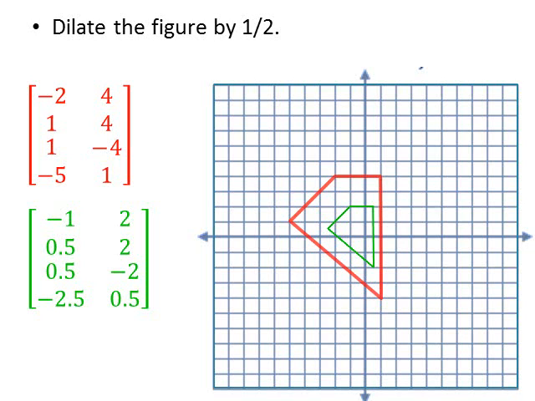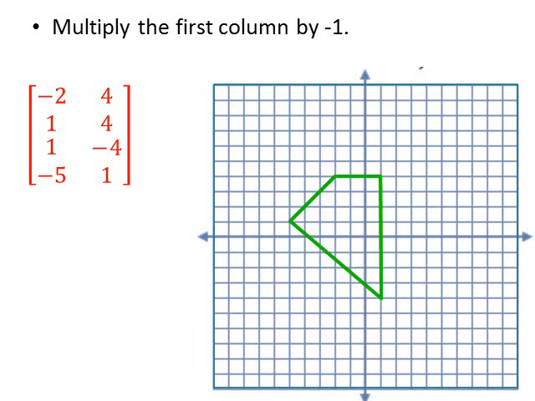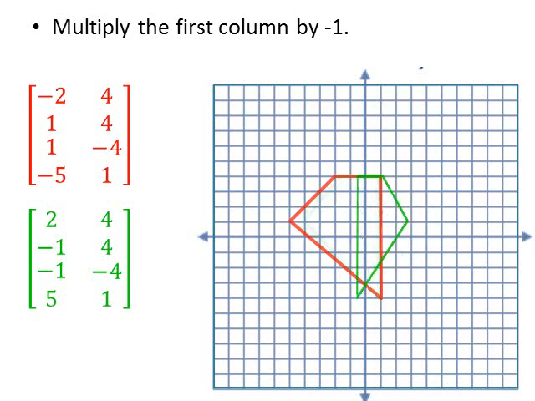I cautioned you against multiplying by negative numbers. So let's see what happens when we multiply just the first column by -1. All I have to do is rewrite my green matrix. I just change the signs of the first column. I leave the second column alone. And what that gives me is a kind of a flip.